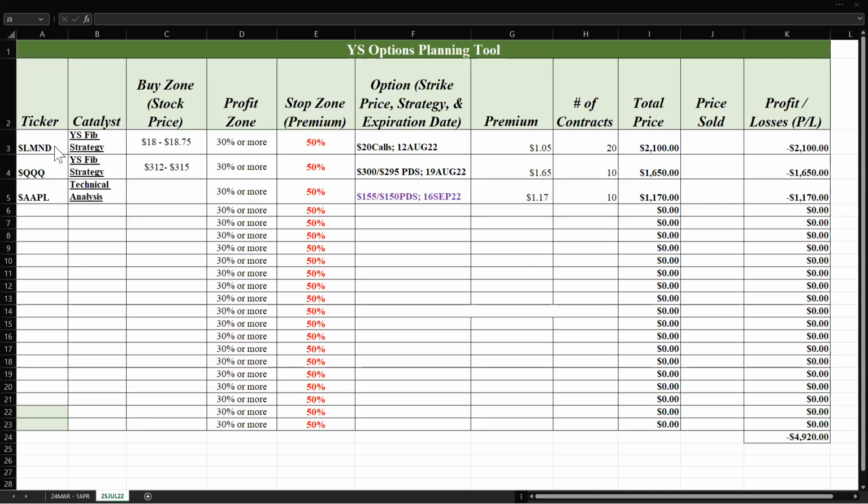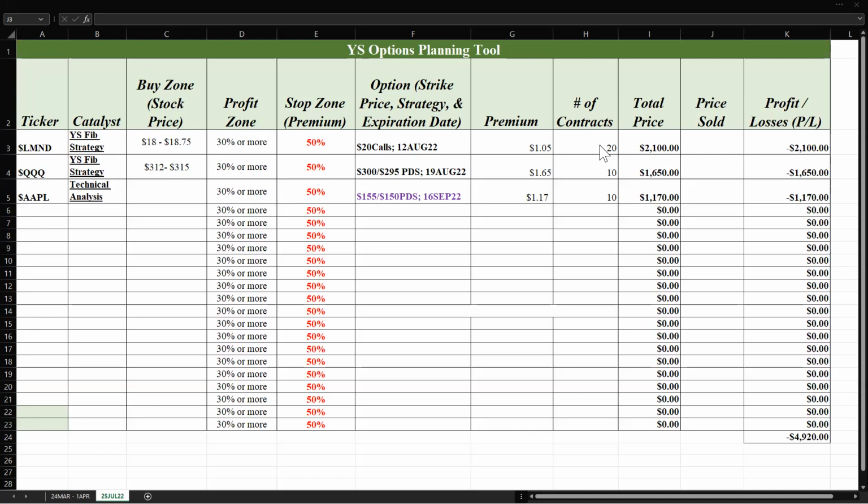Again, Lemonade, you guys see it here. I bought it around $18 and 18.75, right at that support area. And my profit zone, I'm trying to make 30%. I made about 56% on Friday, which was great. If the trade goes against me, I'm taking a loss at 50% of $2,100. And this is what I purchased, 20 calls expiring on the 12th of August. My premium was $1.05, and I only have 20 left.